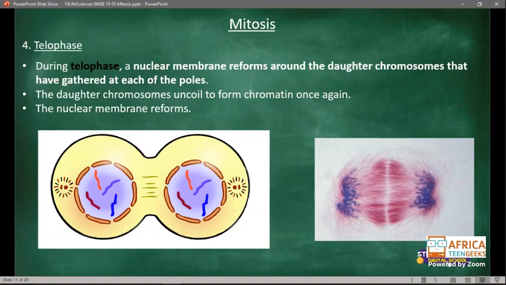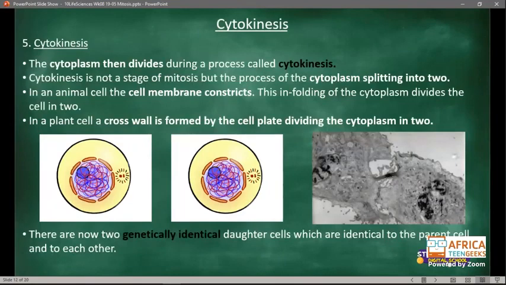So guys, mitosis is quite easy. Remember these steps. And then we have cytokinesis. Remember we said the M phase is divided into two processes, which are mitosis and cytokinesis. In cytokinesis, the cytoplasm divides during a process called cytokinesis. Remember we said cytokinesis is the splitting of the cytoplasm. So the cytoplasm divides.